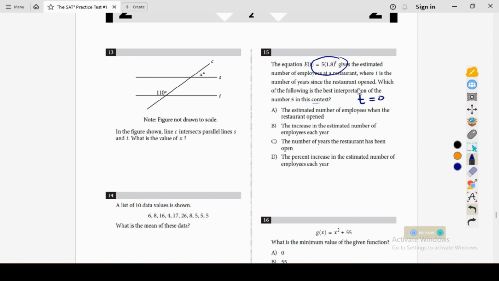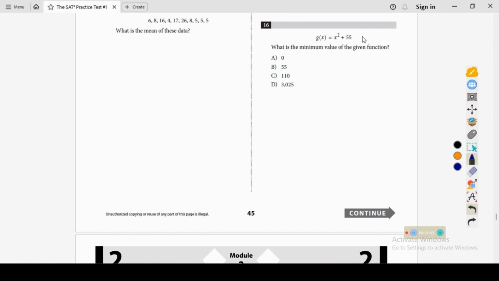t is 0, it means the restaurant has just opened, and the equation becomes E of t equals 5 times 1.8 raised to the power 0. It becomes 5 times 1, which equals 5. As E of t gives the estimated number of employees, the number 5 is the estimated number of employees when the restaurant is open. So A is correct.